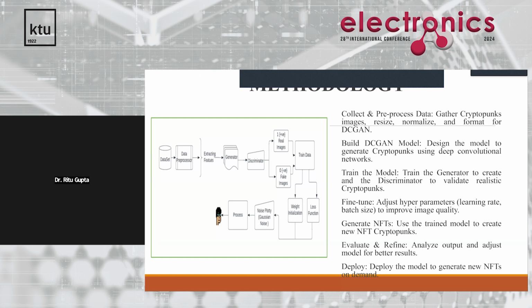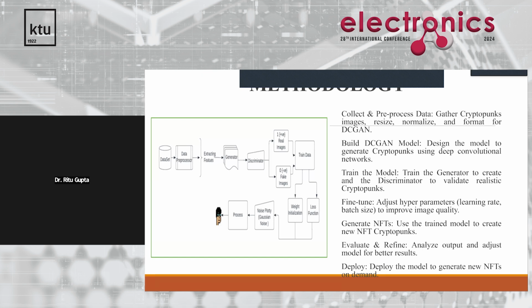Now, coming to the methodology, the first step is to collect and pre-process the data. We first collect a large dataset of CryptoPunks images and then pre-process them by resizing, normalizing, and converting to a suitable format for input to a DCGAN model. The second step is to build the DCGAN model. We first design and build the DCGAN model using deep convolutional neural networks to generate new CryptoPunks images that are similar to the original dataset.